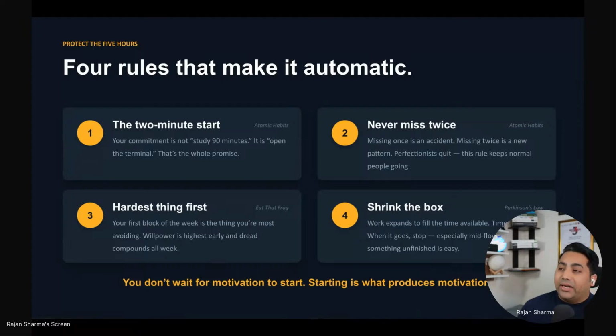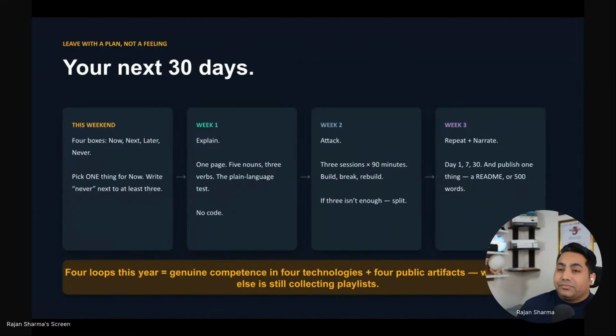You have rules that need to be followed. Four rules to protect those 5 hours. First is the 2 minutes start. The hardest part is starting, so make starting really small. You do not commit yourself that you will study for 90 minutes. It's, I have to open the terminal, that's all. That's it, that's all I have to do. So that's the whole promise. You will often continue, but even on the day you don't, you keep the promise and the identity survives.